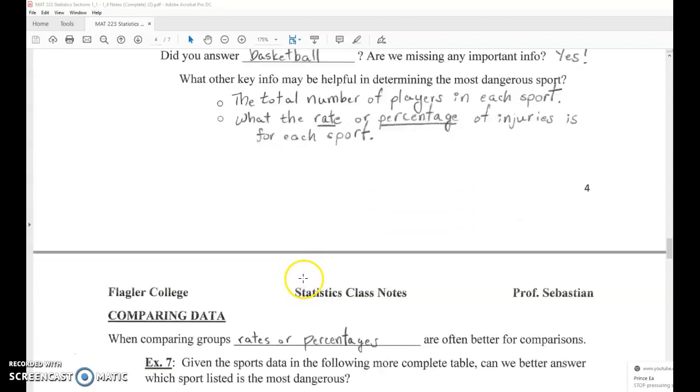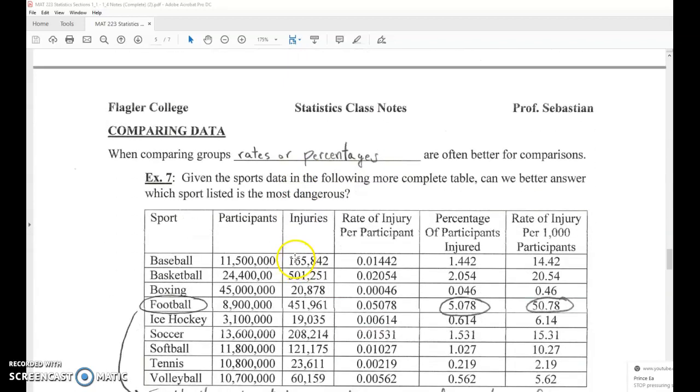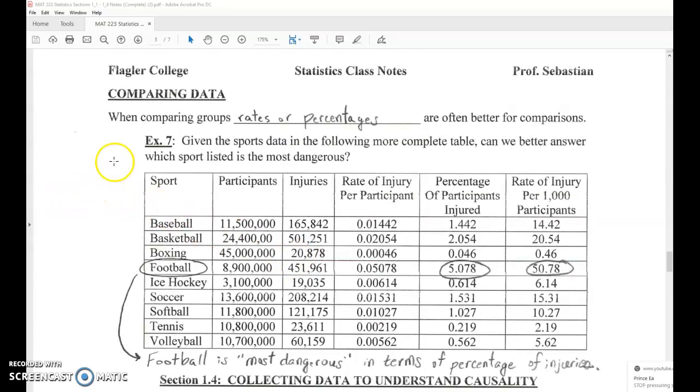So instead of getting that table, I gave you this table. We're on page 5 now. When comparing groups, rates or percentages are often better for comparisons. So just because there were 50,000 fewer injuries in football, I would probably say there are a lot fewer people playing football. Is that true? Looks like in basketball we got 24,400,000 participants, and football only 8,900,000.